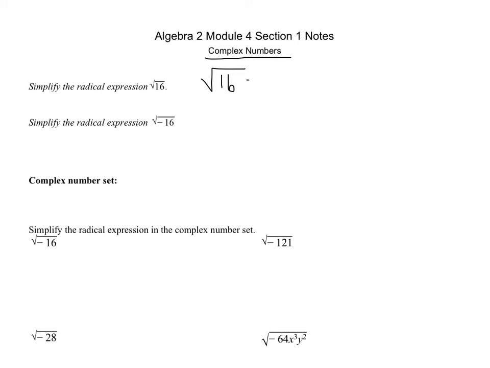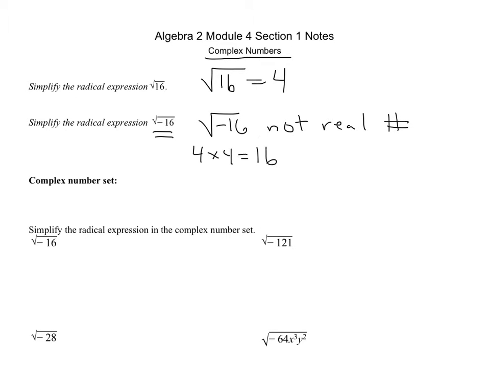16 is 4. And that's simply because 4 times 4 is 16. But up to this point in math, we said if we had the square root of negative 16, we would say this is not a real number. Because there is no number that multiplies together to give me negative 16, because 4 times 4 is 16, negative 4 times negative 4 is 16. So nothing really gave us negative 16.